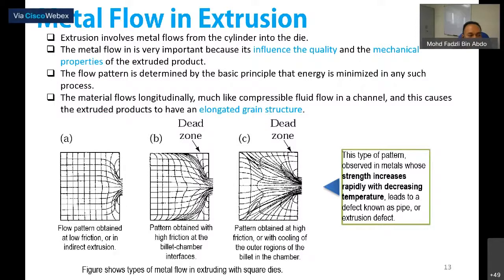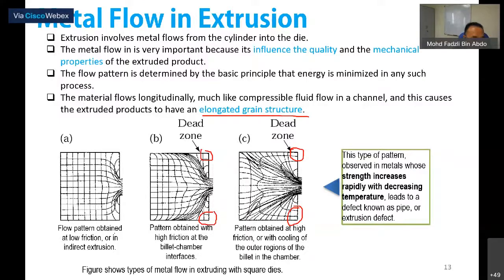The material flow longitudinal, much like compressible flow in a channel, and this causes the extruded product to have an elongated grain structure. Okay, this is the grain structure. Okay, this is the dead zone ni, maksudnya tak terjejas lah. Dia punya metal flow tadi tak terjejas di sini.